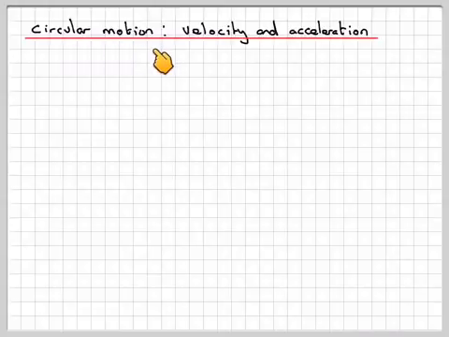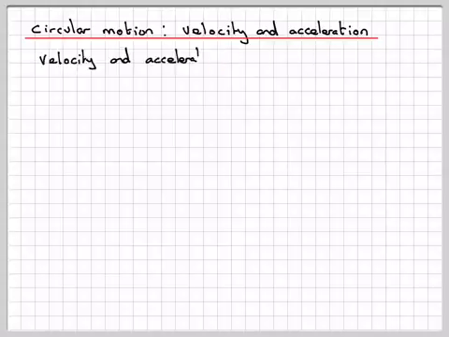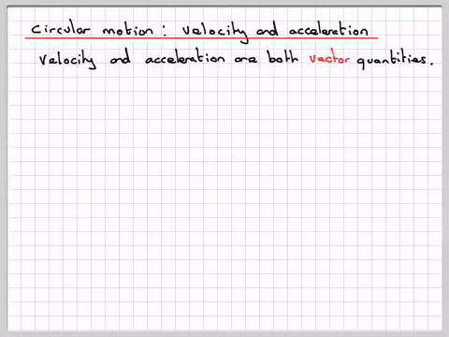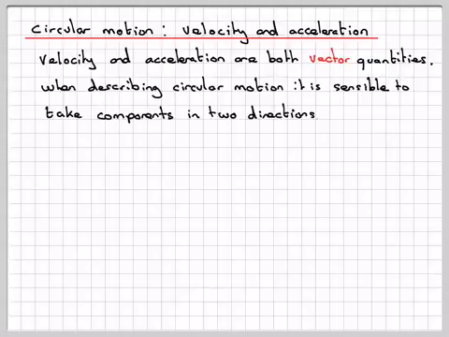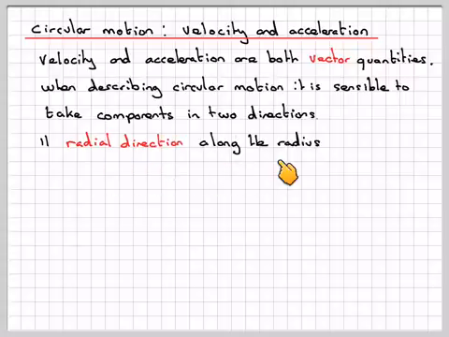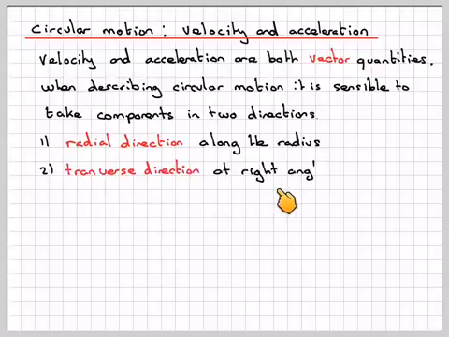If we consider circular motion and the two vector components, velocity and acceleration. Velocity and acceleration are both vector quantities, i.e. they have a magnitude and a certain direction. When describing circular motion, it is sensible to take components in two directions. The two directions are: one, the radial direction, which is along the radius, and two, the transverse direction, which is at right angles to the radius.